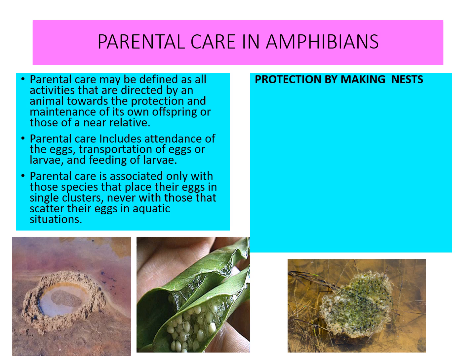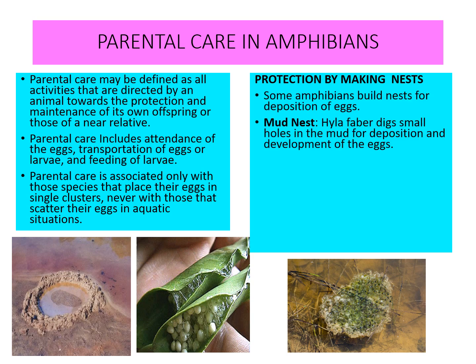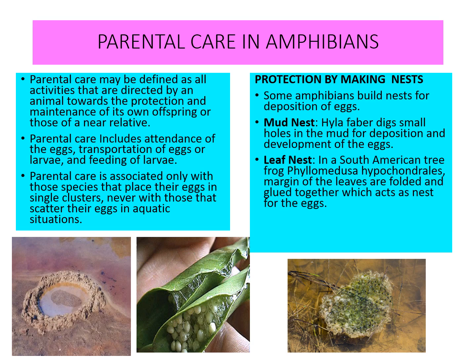So, protection first of all by making the nests. Amphibians build three types of nests. Number one, the first one, is the mud nest. An example is Hyla faber. It digs small holes in the mud for deposition and development of the eggs.